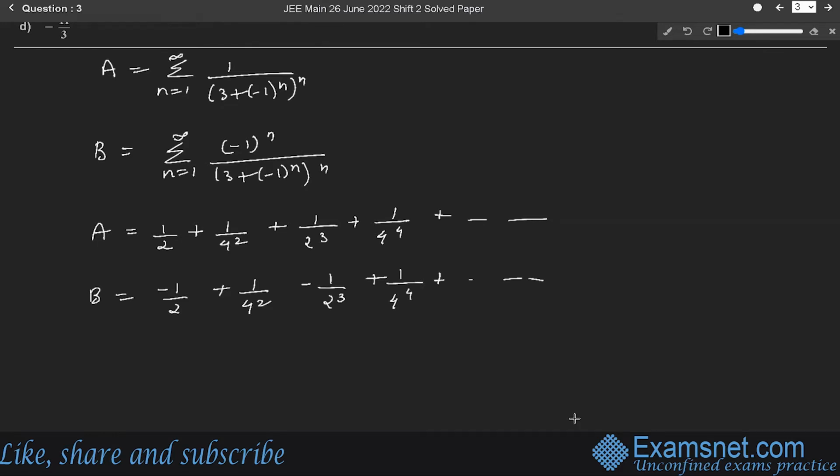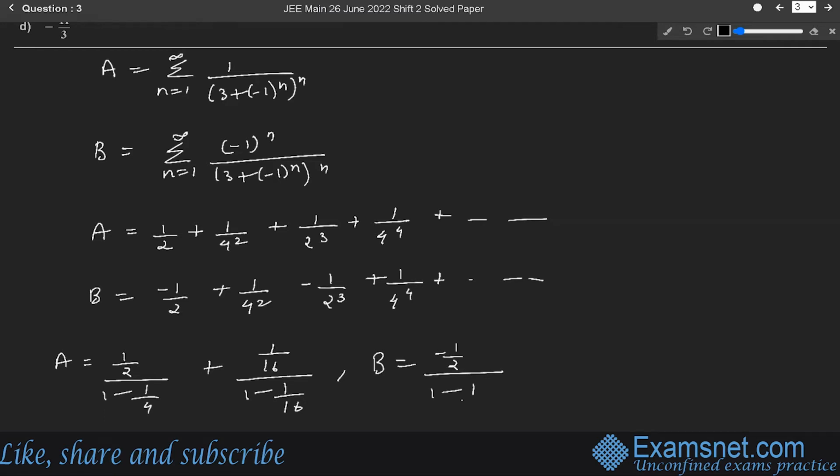So it is clear that A will be equal to (1/2) divided by (1 - 1/4) plus (1/16) divided by (1 - 1/16), and B will be equal to (-1/2) divided by (1 - 1/4) plus (1/16) divided by (1 - 1/16).